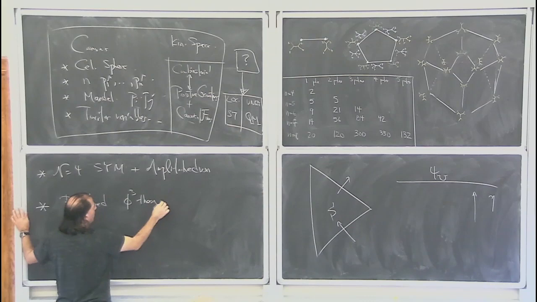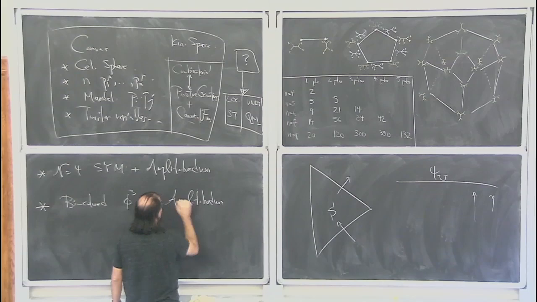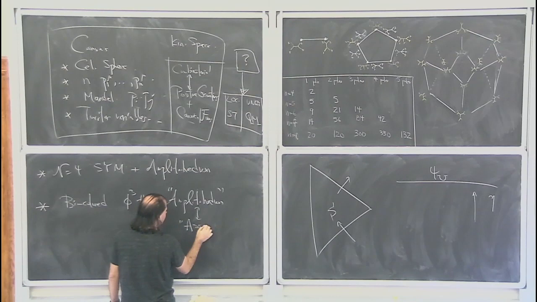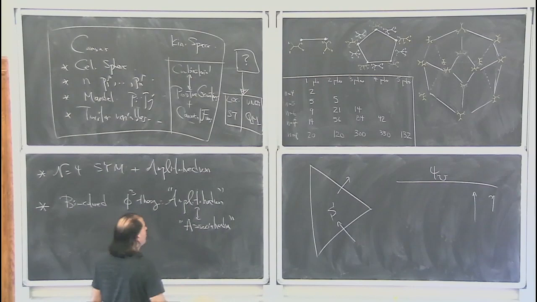Where the amplituhedron for this theory are known as associahedra. So these are geometric shapes, in fact, just polytopes. There are some pictures of them up there. I'll tell you what they mean in 20 minutes. Associahedra and their generalizations.